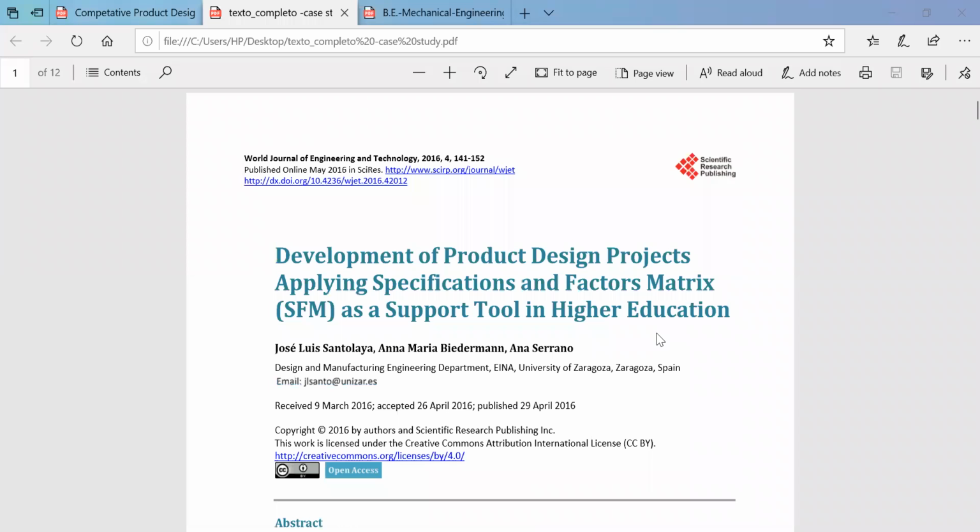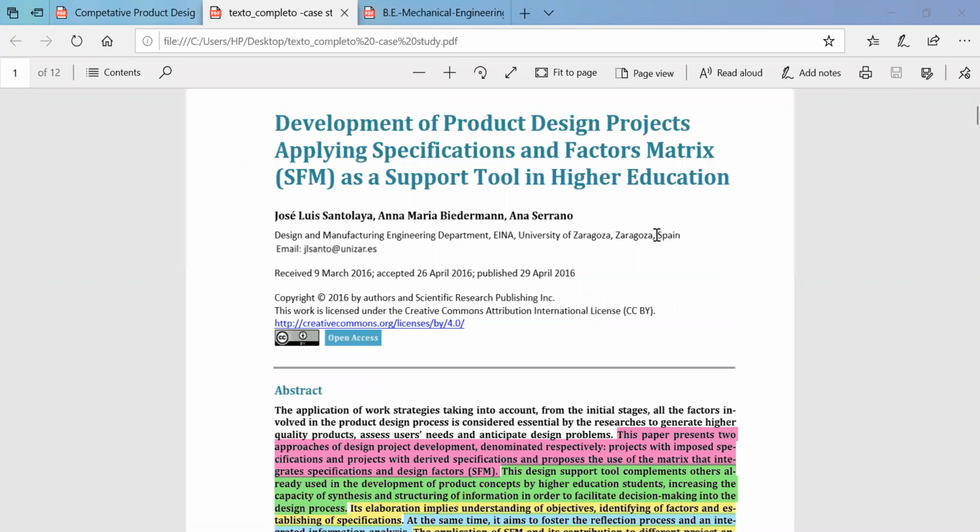So you can see this is a case study which was published in the World Journal of Engineering and Technology in the year 2016. It is basically on the development of product design strategies with specific tools. It could be for higher education and could be implemented in any organization as well. This took place at the University of Zaragoza in Spain.